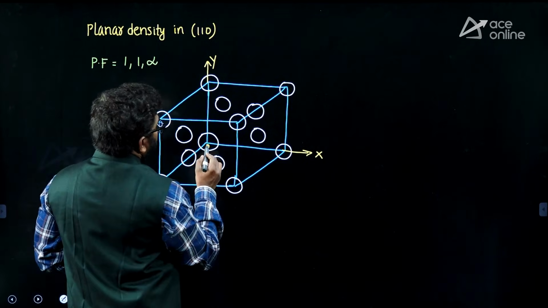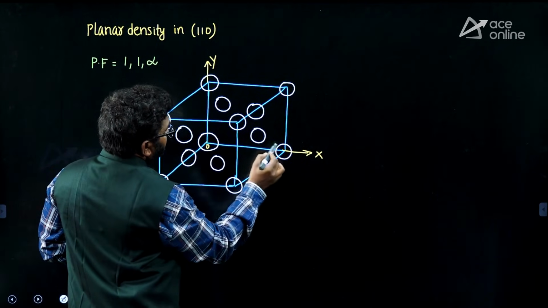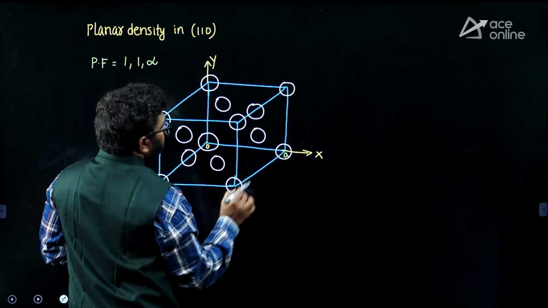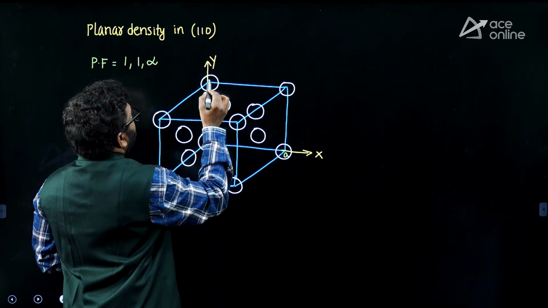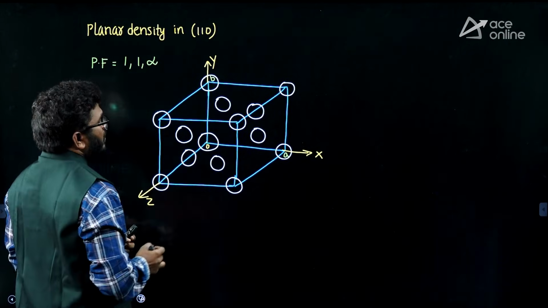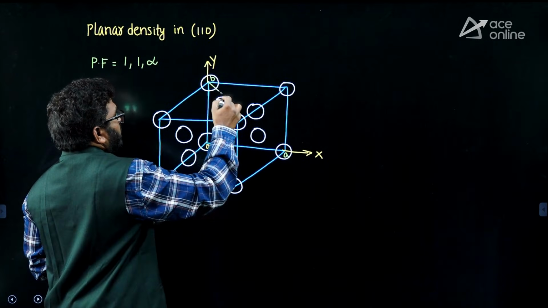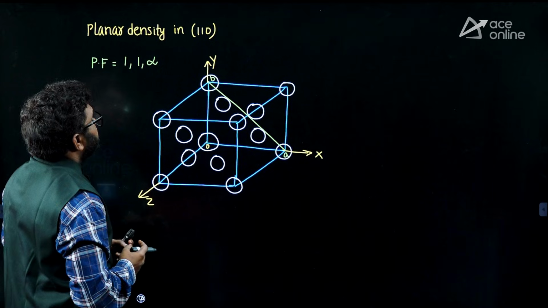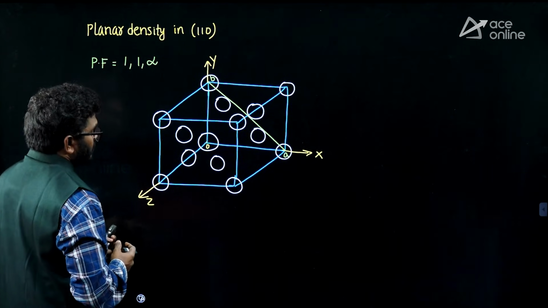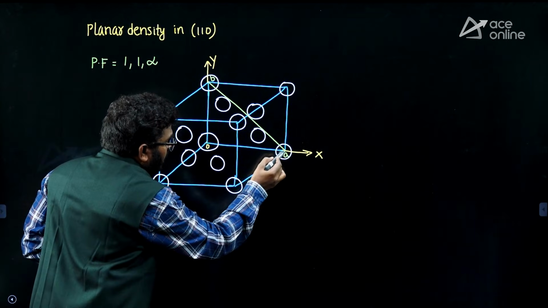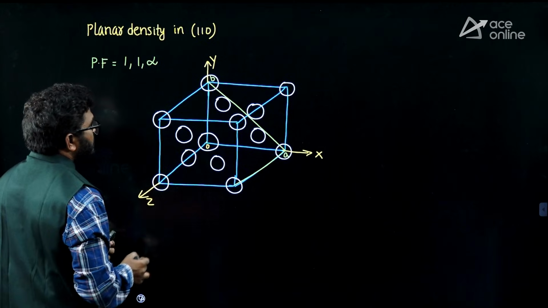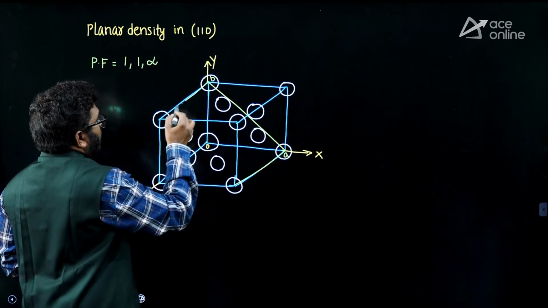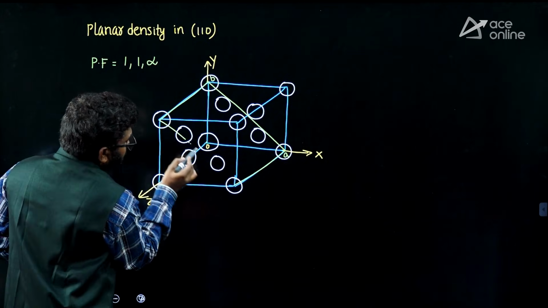So from the origin, x equal to 1 is a point A, and from the origin, y equal to 1 is a point B. So first draw a line AB, one face diagonal. The given plane is parallel to the z-axis, so from point A, draw a line parallel to the z-axis, and from point B, draw a line parallel to the z-axis. So this is the plane you will get.